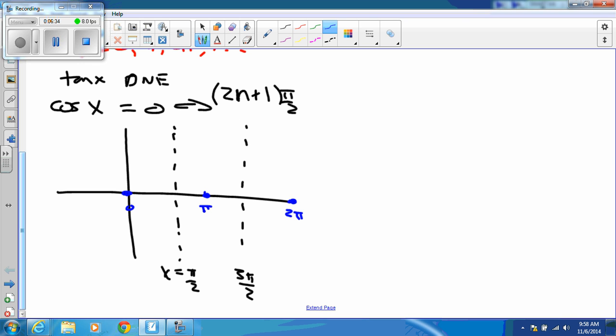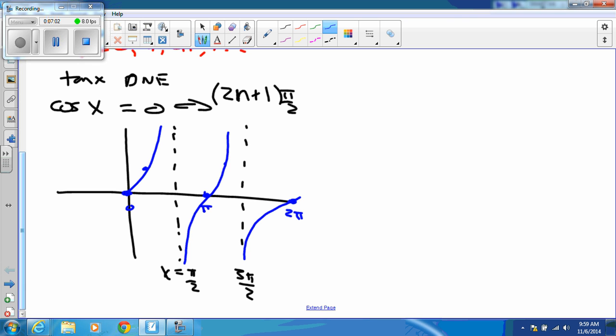Because at pi over 4, you know that it's going to be positive 1. Yeah, that's right. And so the graph goes up like so. And then at 5 pi over 4, it's at positive 1 again. Yep. So it's going to go up like that. And then it's going to go up like that. Okay. Good.